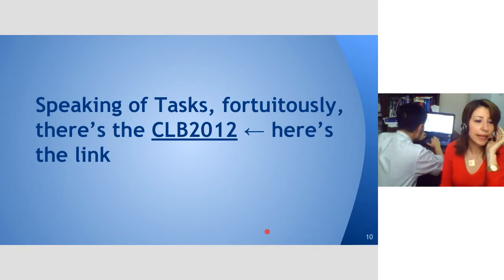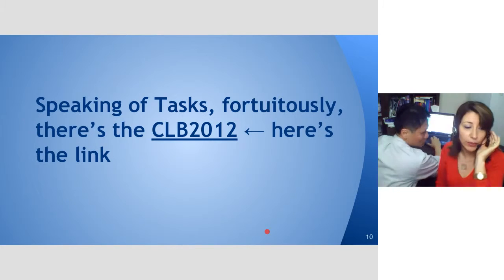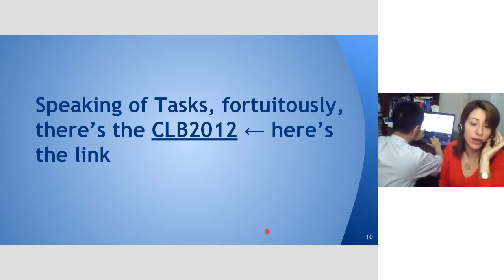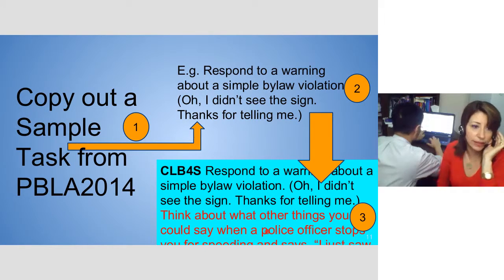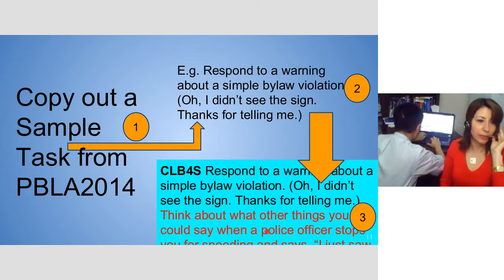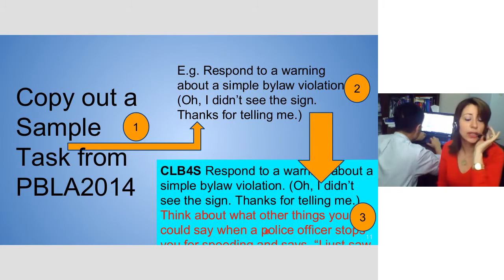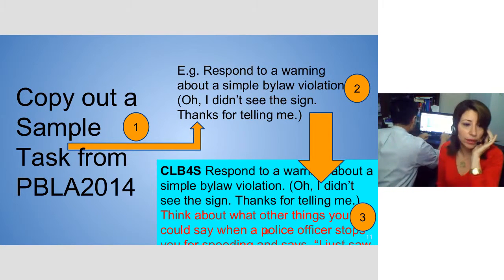So, speaking here of the task, now the CLB 2012, again, this is a live link. If you want to click onto it, I can wait for 1 second, but I believe everybody has it, and I will leave the links there. So this is an example. We're going to have the 4 skills illustrated in front of you right now. So I'll start with the speaking task. This is a CLB speaking task for level 4. And the task is like this. Respond to warning about a simple bylaw violation. Something like, oh, I didn't see the sign. Thanks for telling me. Okay?